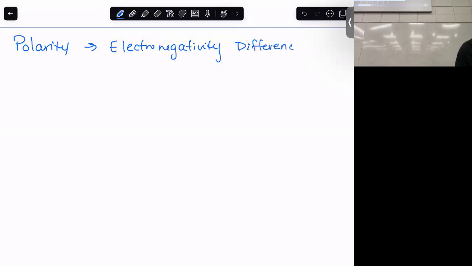Like polarity and then the ion, all that stuff. Yep, absolutely. So when we talk about polarity, what causes polarity? Electronegativity differences. Right, that is what's going to cause something to be polar.